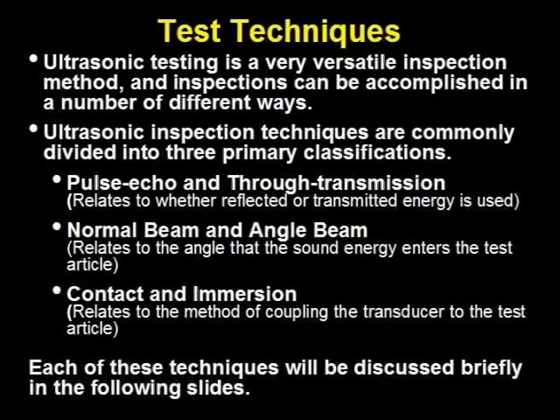The choice of inspection technique depends upon a number of factors, including the geometry and material of the test article and the type of feature to be detected. There are three primary classifications of test techniques. Pulse echo and through transmission techniques relate to whether reflected or transmitted energy is used. Normal beam or angle beam relate to the direction of the sound as it enters the test article. Contact and immersion relate to whether the transducer is coupled to the test article using a thin layer of couplant or immersed in a liquid.